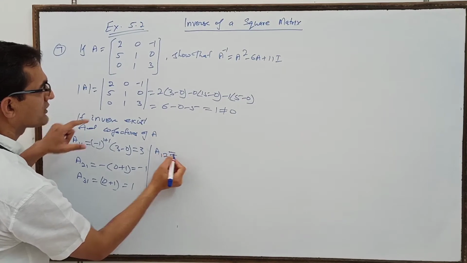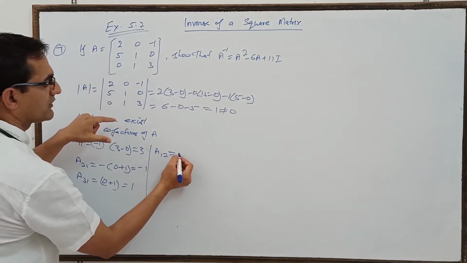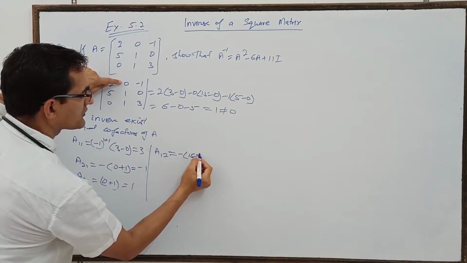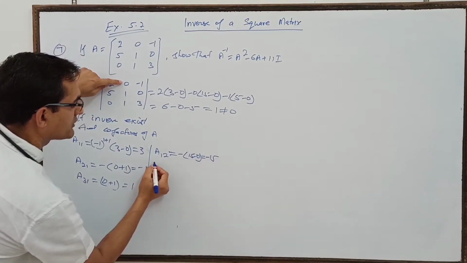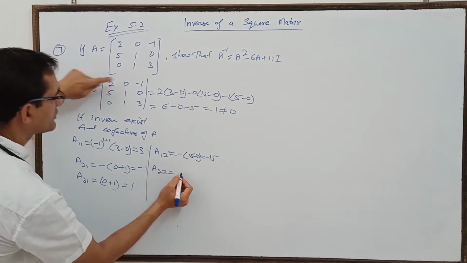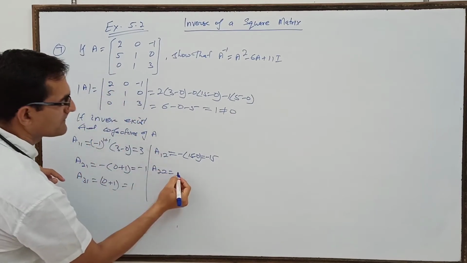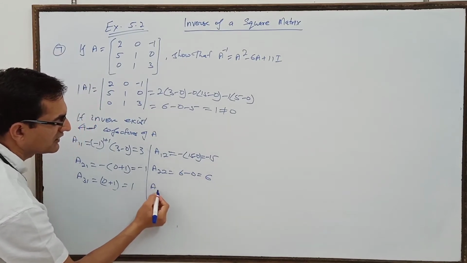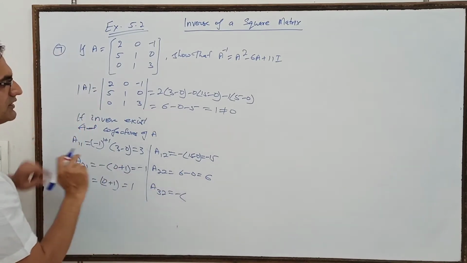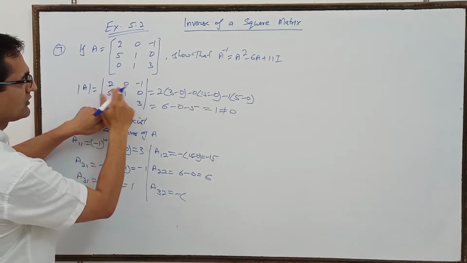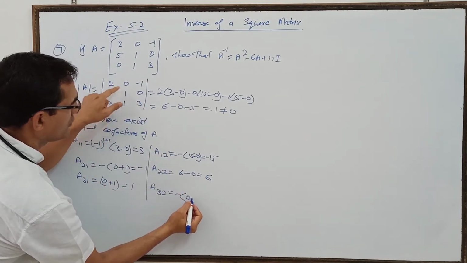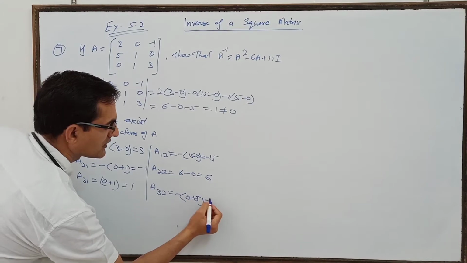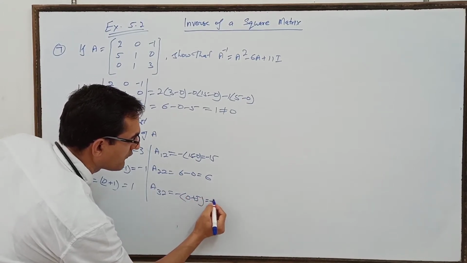Next is A12. We will find the cofactors of the elements of column 2. A12 sign will be negative. So 5 3s are 15 minus 0, that will be equal to minus 15. A22 sign will be positive, 2 3s are 6 minus 0, that is equal to 6. A32, sign will be negative. So 2 into 0, 0 minus 5, that is minus 5, and with the negative sign, this is equal to plus 5... minus into a minus, this is equal to minus 5.